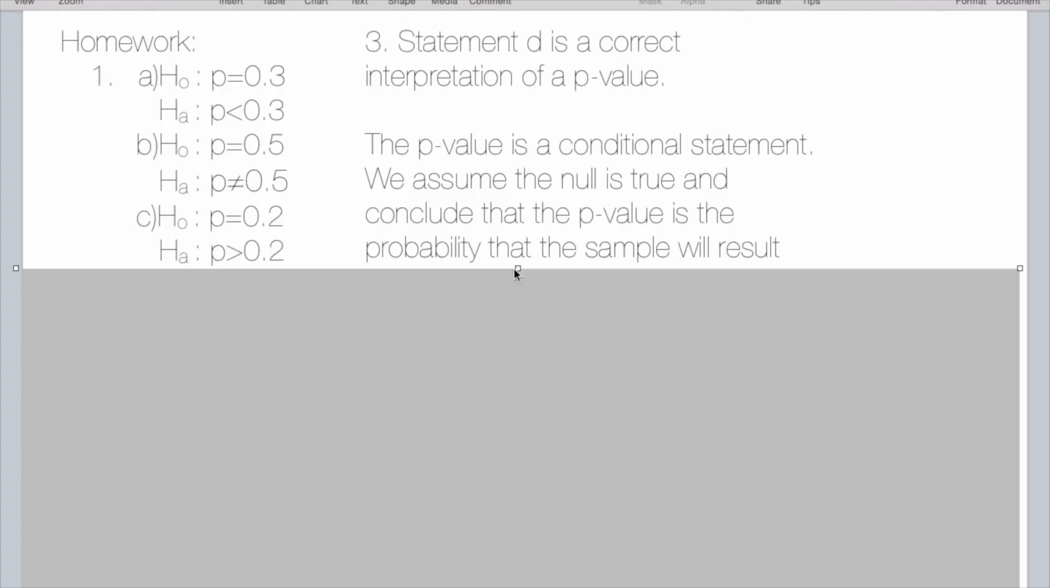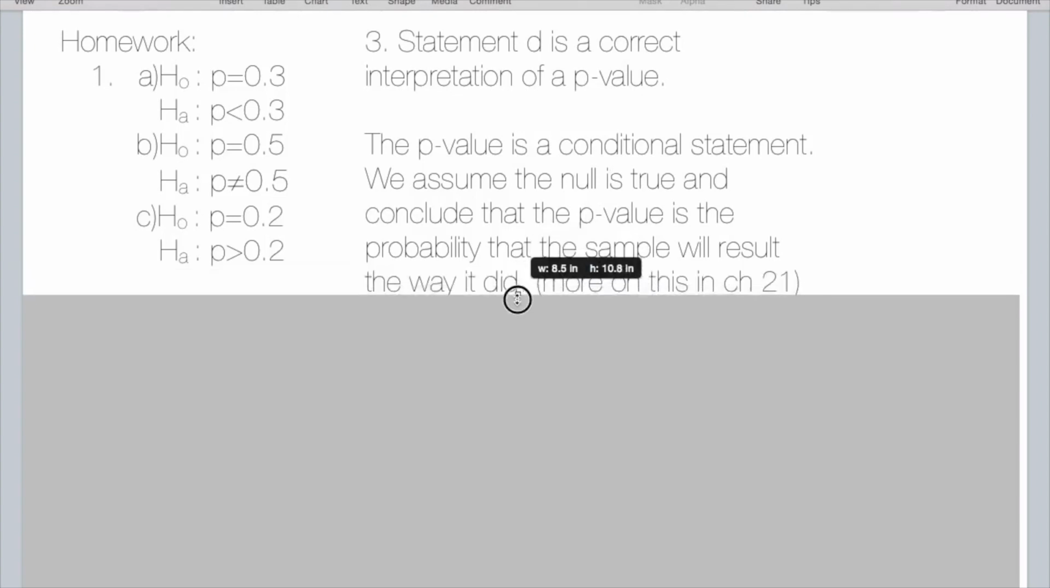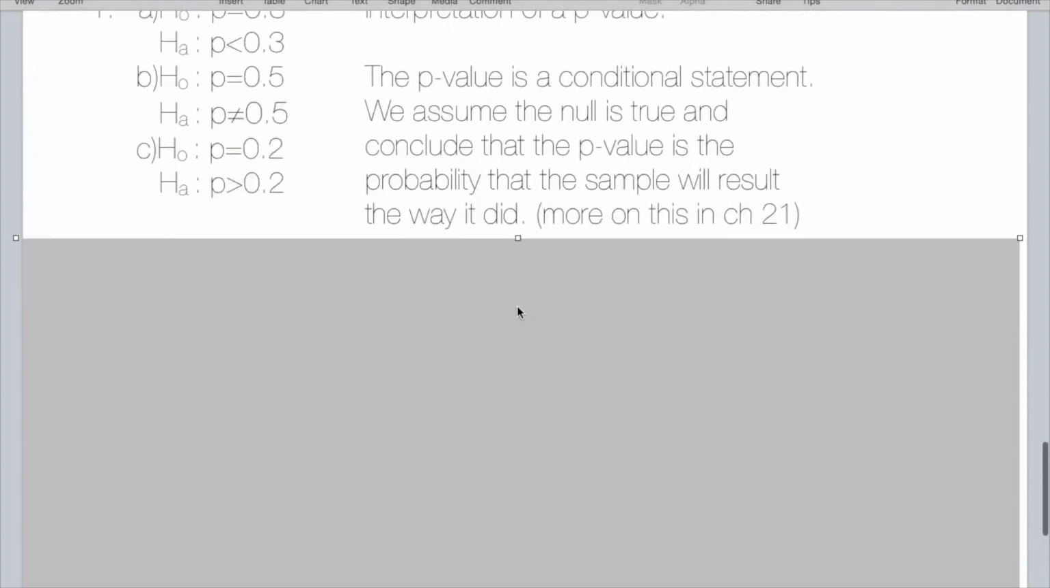The p-value is a conditional statement that talks about the null hypothesis. We assume the null is true. So if the null is true, then the p-value is the probability that your sample would result in the way it did. And that probably isn't clear to you, what I just said, but with a lot more practice, you will get it.